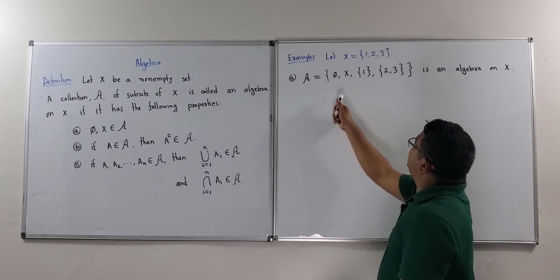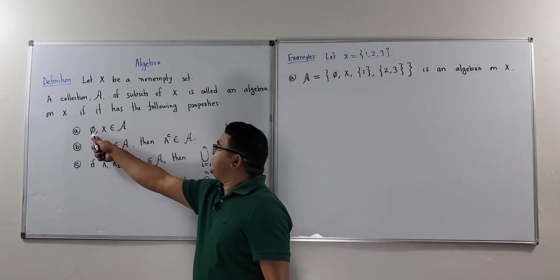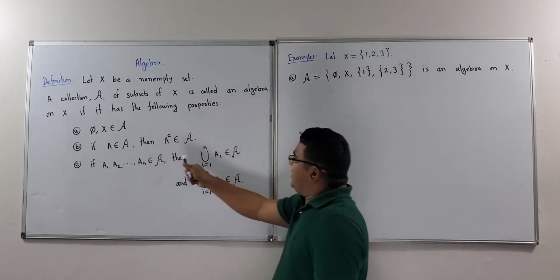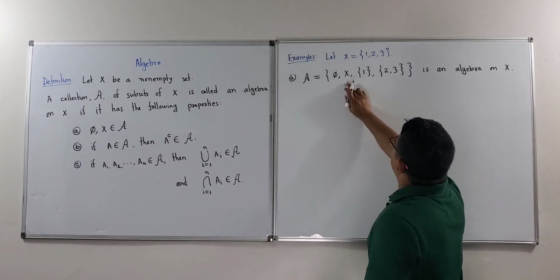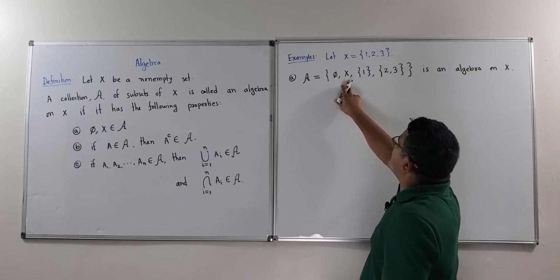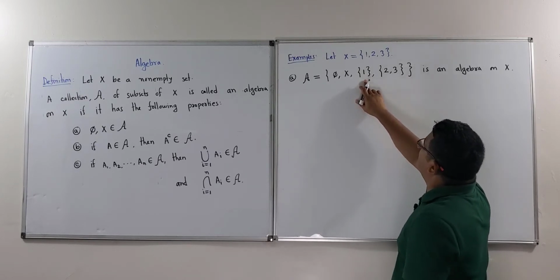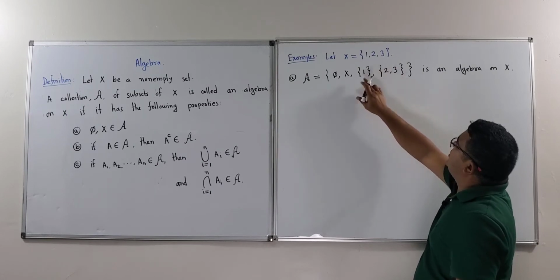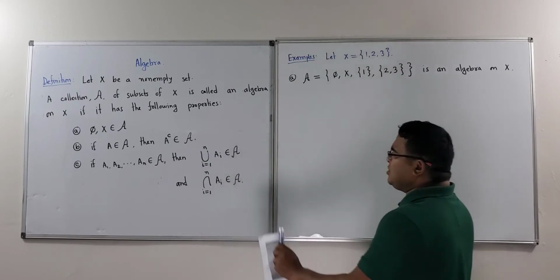So we can check whether this collection satisfies these three properties. What is the first property? The empty set and whole set should be in A. So these two are already in A. If A is in that collection, the complement should be in that collection. So the complement of the empty set is X, and the complement of X is the empty set. So both are here. Complement of {1} is {2, 3}, so {2, 3} is here. Complement of {2, 3} is {1}, that is also here. So the second condition is satisfied.